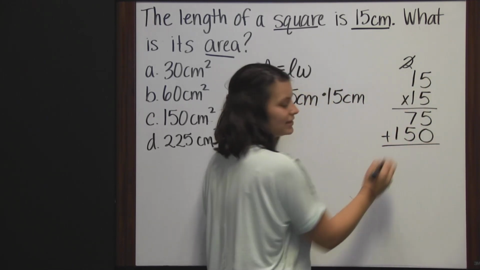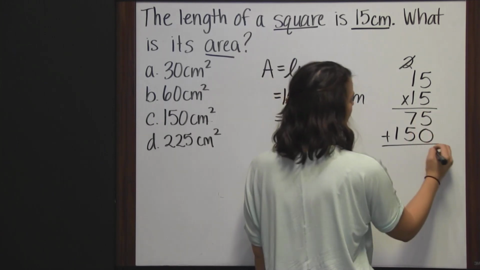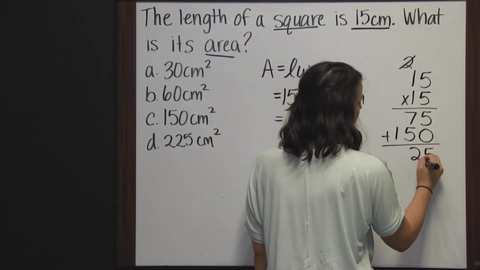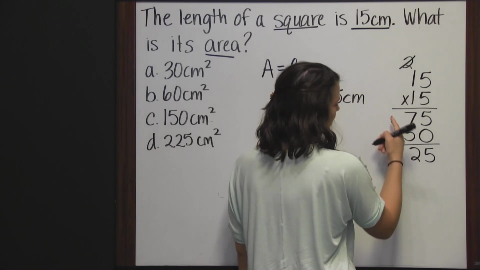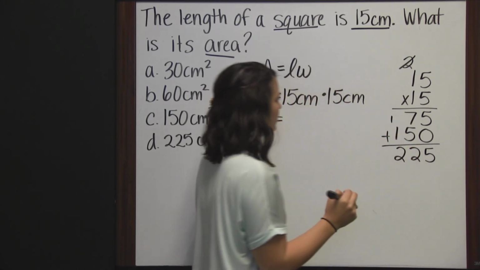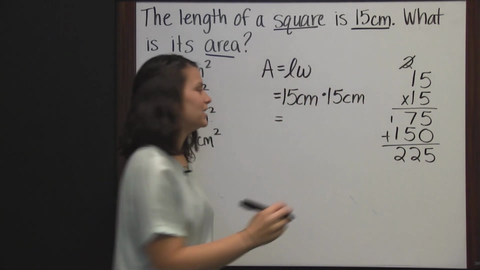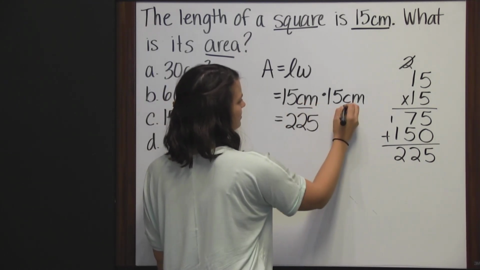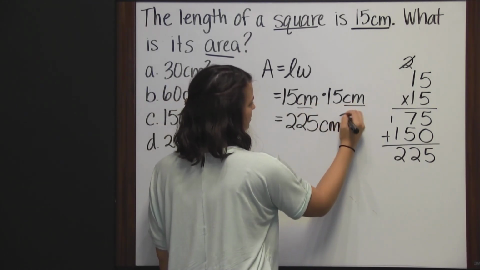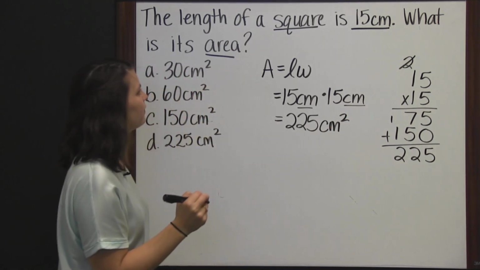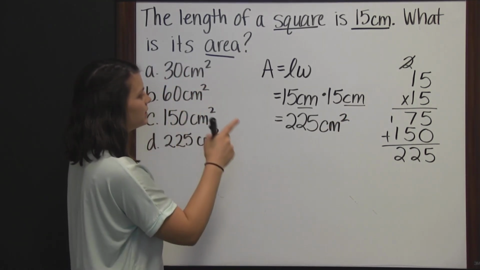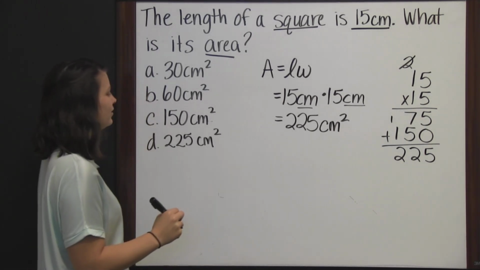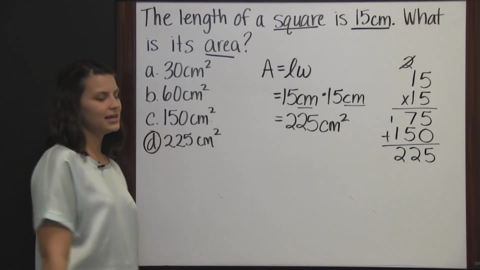Then we add these up. 5 and 0 is 5. 7 plus 5 is 12. Write the 2, carry the 1. And 1 plus 1 is 2. So 15 times 15 is 225. And centimeters times centimeters is centimeters squared. So the area of a square with length 15 centimeters is 225 centimeters squared, which is answer choice D.